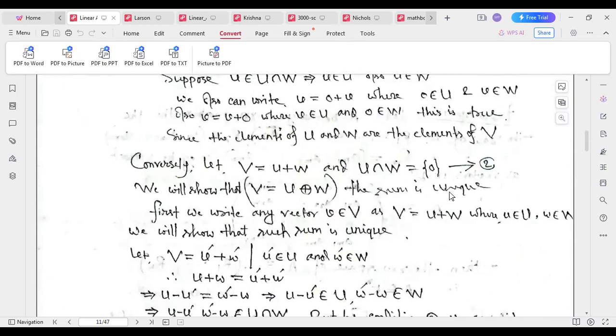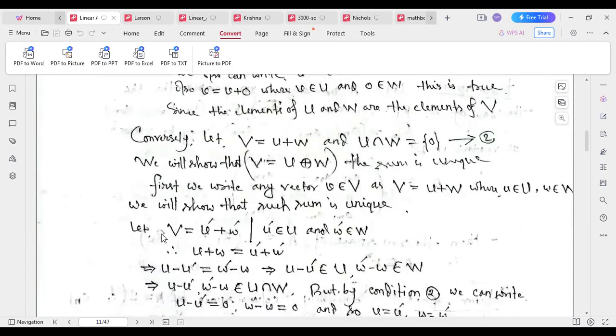So we'll show that the sum is unique. First of all, write any vector v belongs to V, and v can be written as u plus w, where u belongs to capital U and w belongs to capital W. But remember that this is the small v and a small u, a small w. We'll show that such a sum is unique.